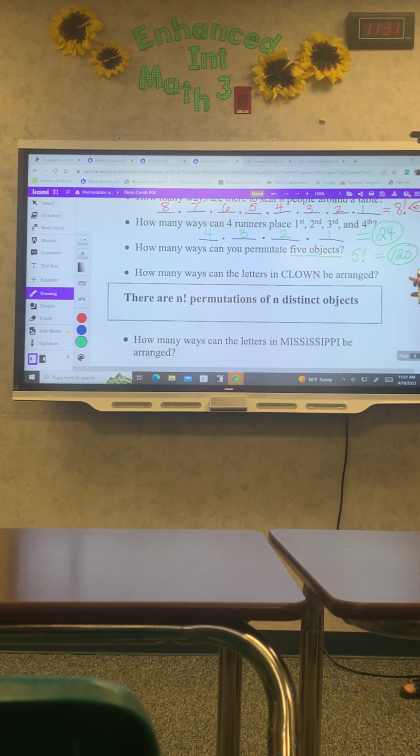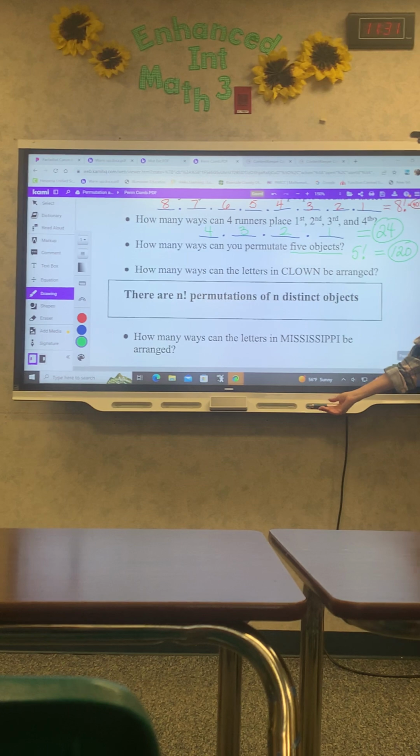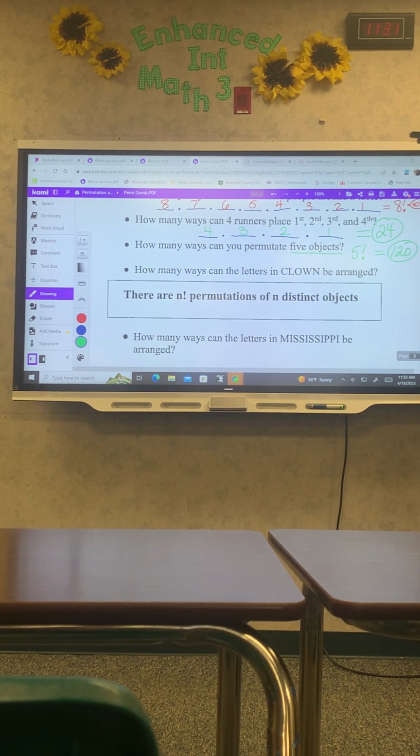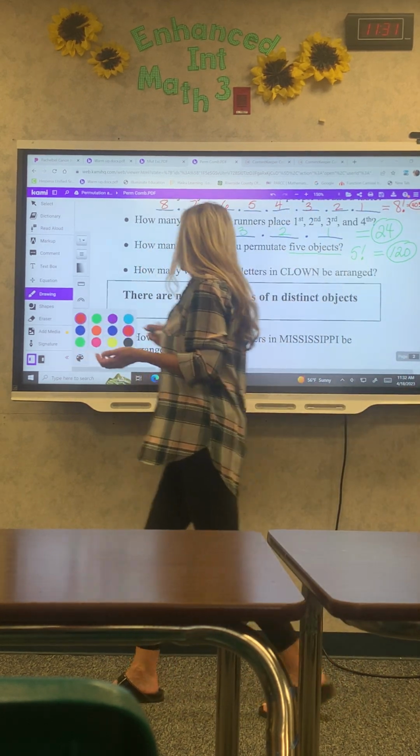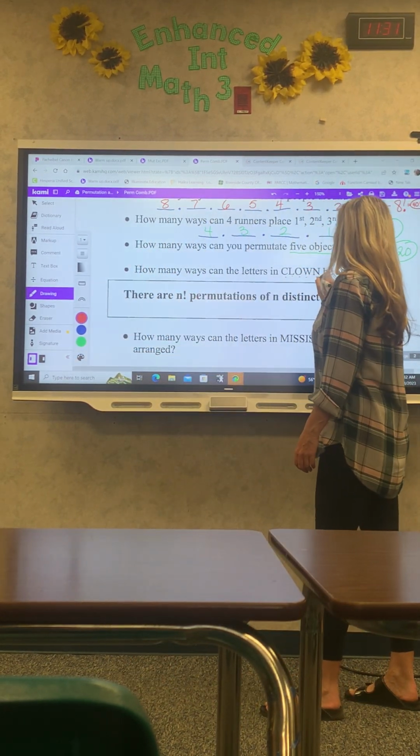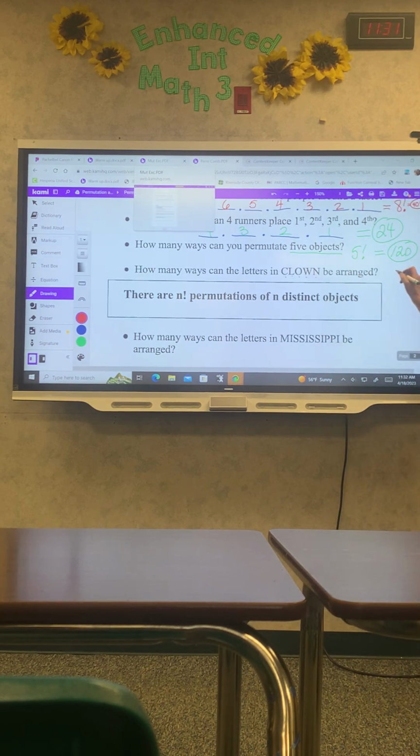All right. How about the next one? How many ways can clown be arranged? It's still 120, because do we care what the things are? Still 5 things, so it's still 5 factorial. So it's still 120, right?